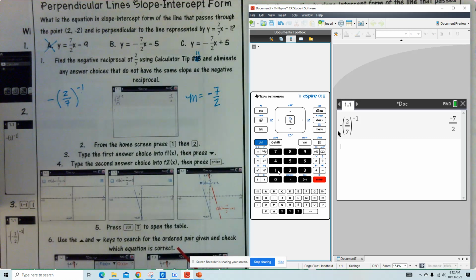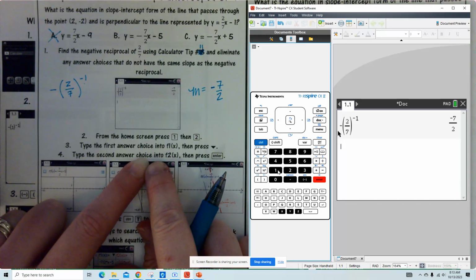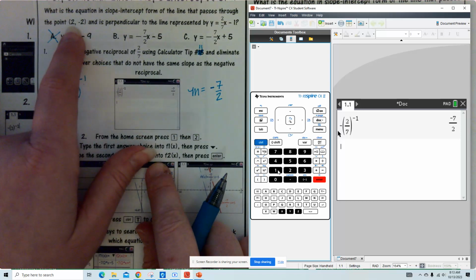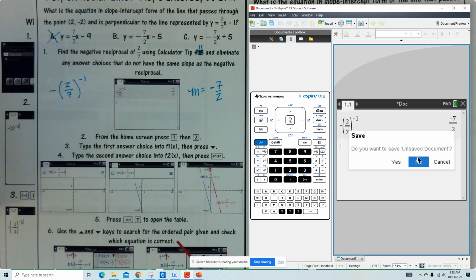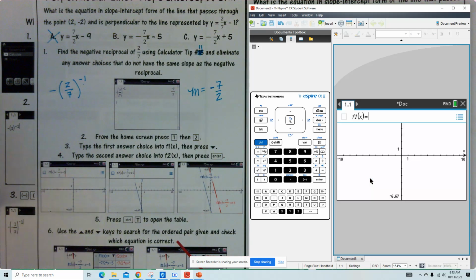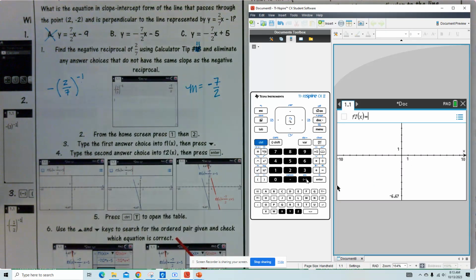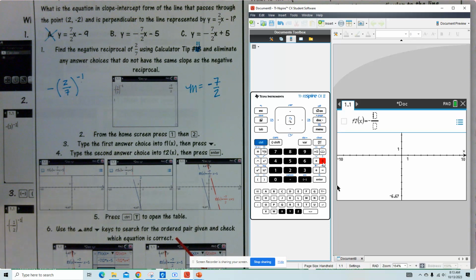So now it's the same process. We're going to type our answer choices into the graph and pull up the table and look for that point. So I'm going to close this one out. I'm going to go to a graph. So I'm going to type this first one in, negative 7 over 2, x minus 5. Press the down arrow key, and it'll give you the next input line.